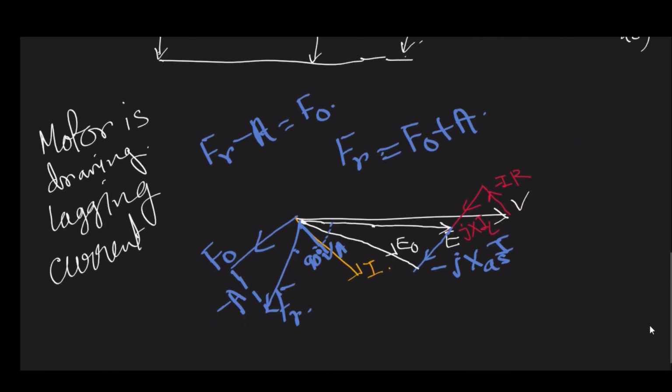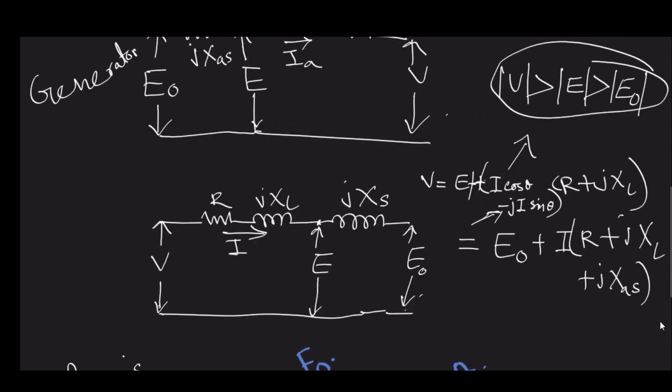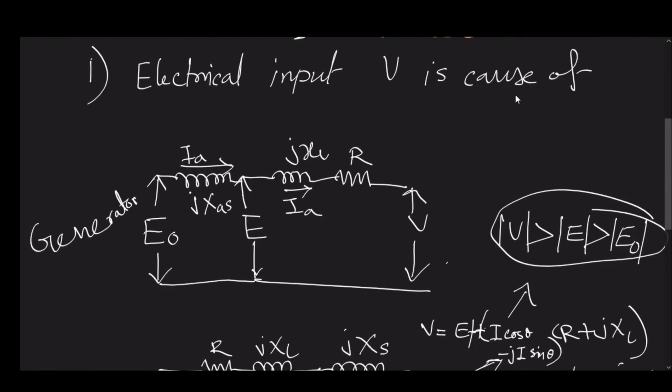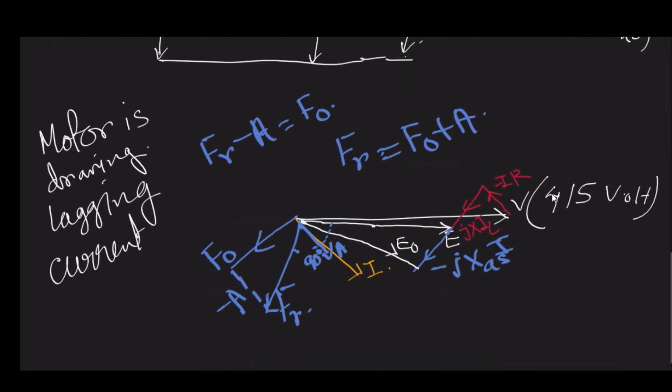Now, if I assume that V is at rated voltage, rated line voltage 415 volt, then by this one, if we have to ensure flow of current in inward direction, magnitude of E is less than 415 volt and E naught is less than E. So if this 415 volt is motor rated voltage, then what we can conclude, in order to ensure motor is drawing lagging current, you must provide under excitation.